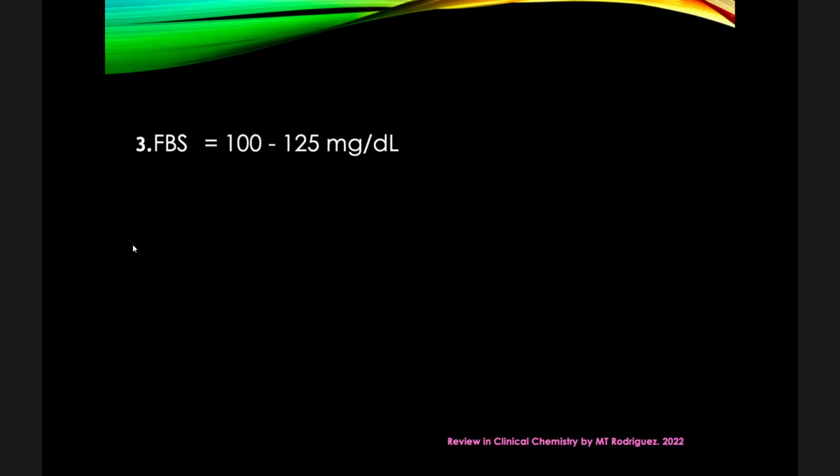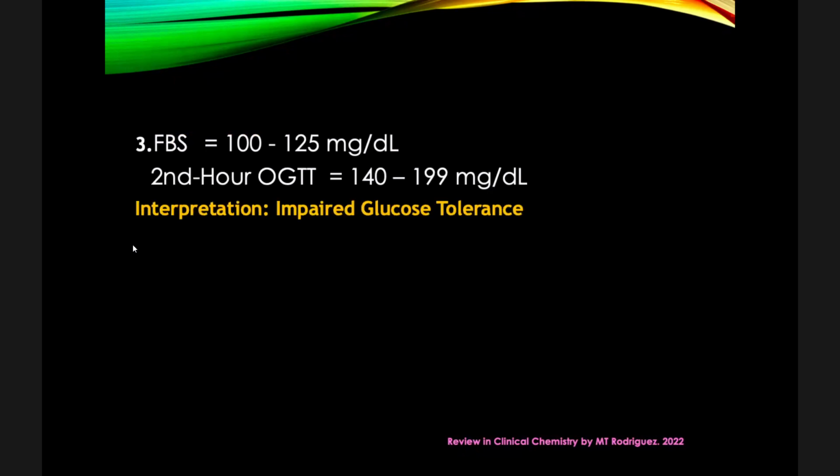So next question, what is the confirmatory test for impaired fasting glucose? Ano ba to DM? Hindi. Ano ba to non-DM? Hindi. O i-confirm na nga natin, the OGTT. And what is the confirmatory sample? The second hour. Because if the second hour is 140 to 199, confirm impaired glucose tolerance. Ma'am, ano ibig sabihin ng impaired glucose tolerance? Potential diabetes mellitus individual.